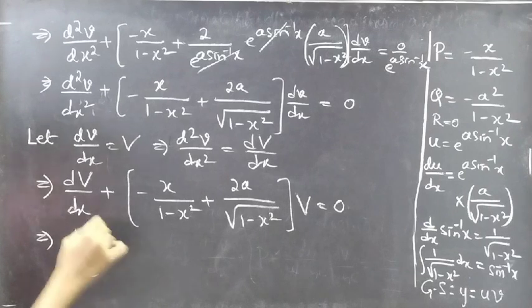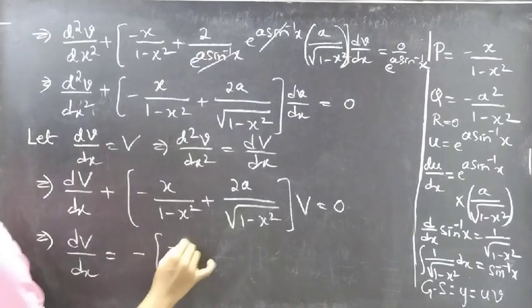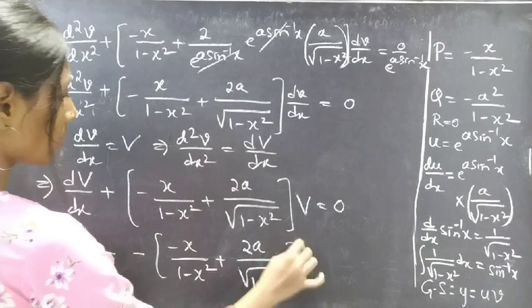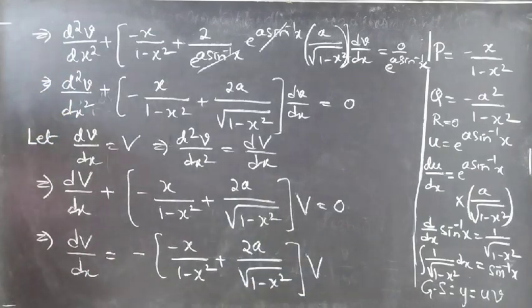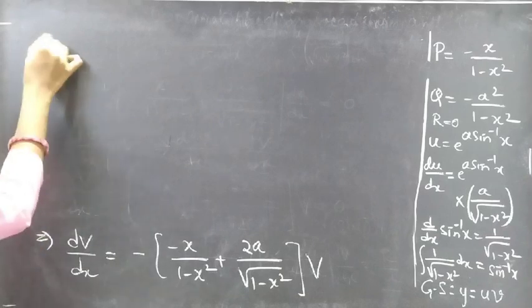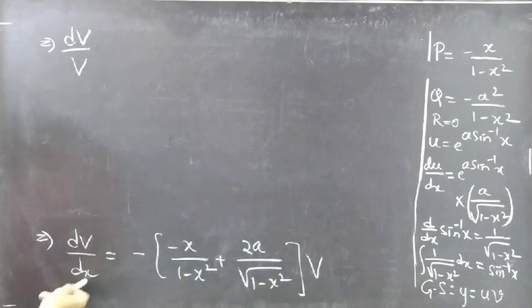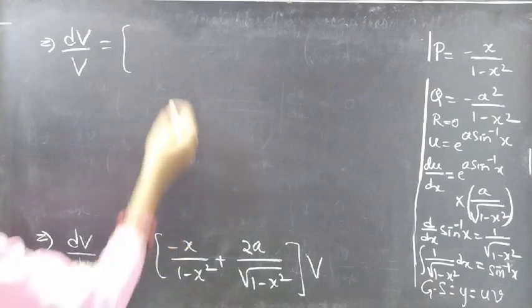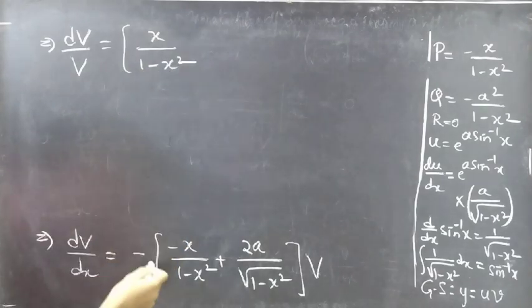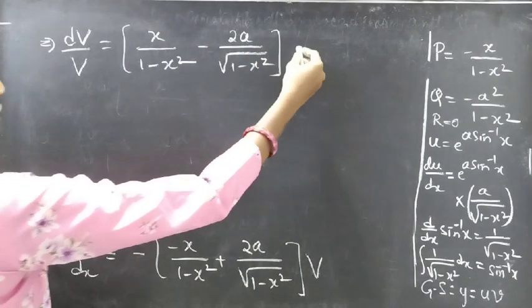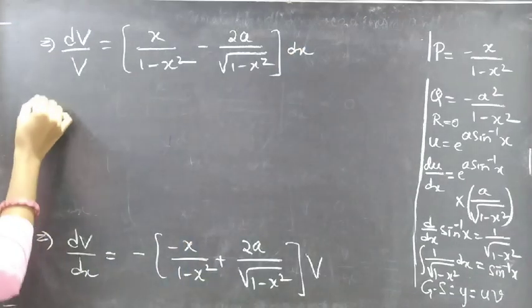We can write the above equation as dV by dx equals minus of minus x by 1 minus x square plus 2a by square root of 1 minus x square into V. Then we bring this V to the LHS and take the differential dx to the RHS. We get dV by V equal to, taking the minus inside the brackets, plus x by 1 minus x square minus 2a by square root of 1 minus x square into differential dx, right? So here the variables are separable.